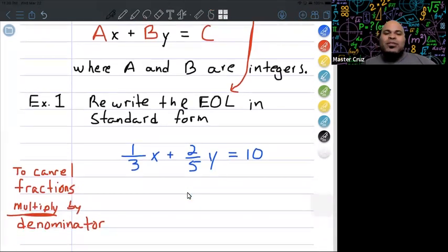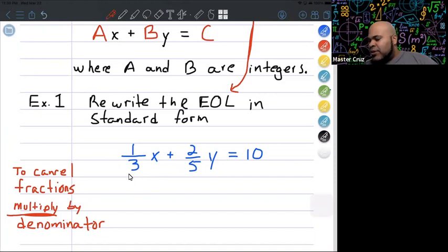Well, the way that we cancel fractions is that we multiply by the denominators. That's all we need to do. We're going to multiply these by the denominators. So we cancel one fraction at a time. The first fraction that I'm going to cancel is the first one that I see, which is a 3. So to cancel 3, I'm going to have to multiply every single term by that denominator, which is 3.